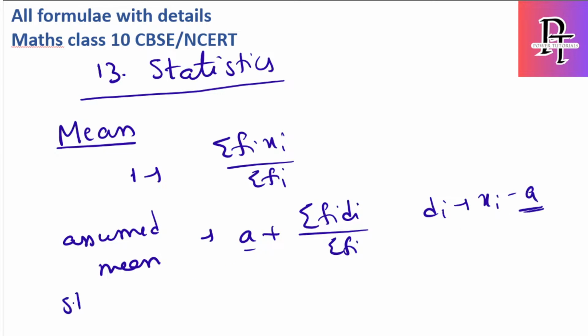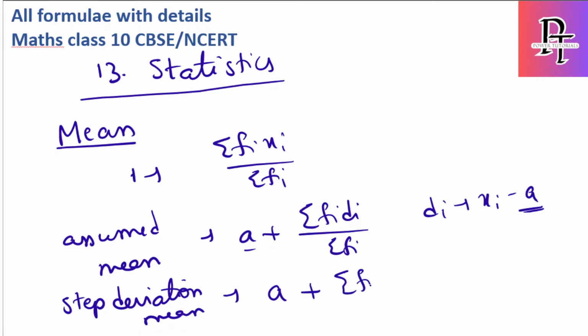Okay, then we have the step deviation method. This we apply generally for higher values. If the frequency values are much higher, then go for step deviation, or else you can also use the assumed mean method, because the formula is a little similar to the assumed mean method. Where ui is equal to xi minus a by h. Just by reading it's not easy to remember, but if you solve one or two questions, then definitely you will remember these three formulas.